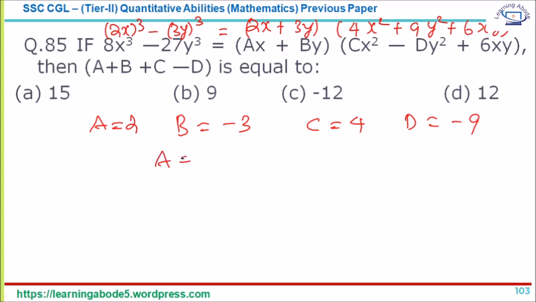So what is a plus b plus c minus d? Now that's equal to 12. That's answer option D for this question, 12.